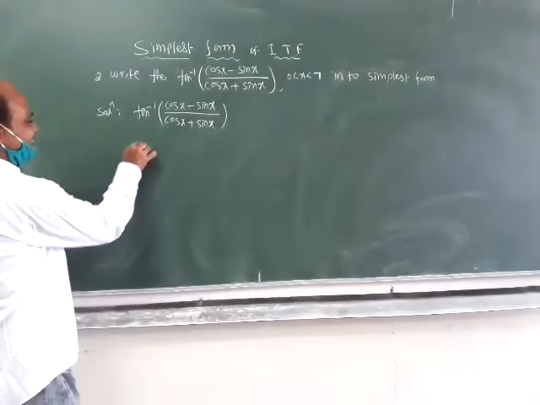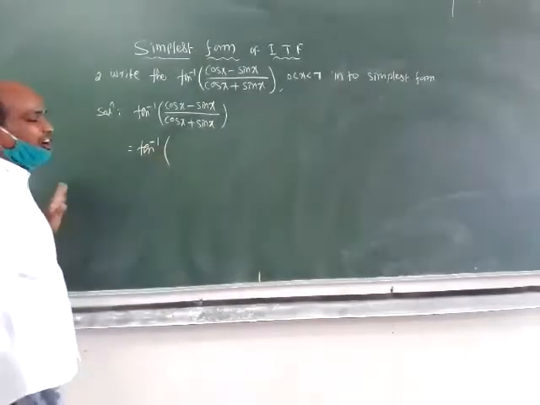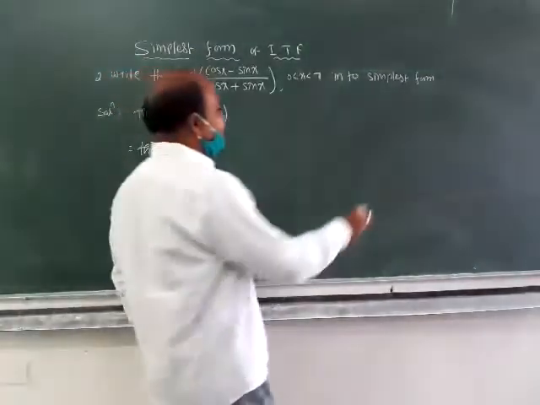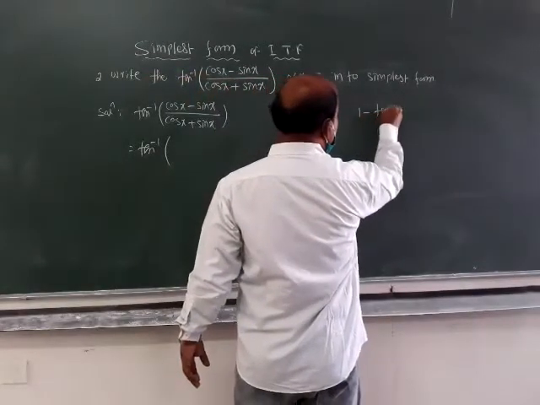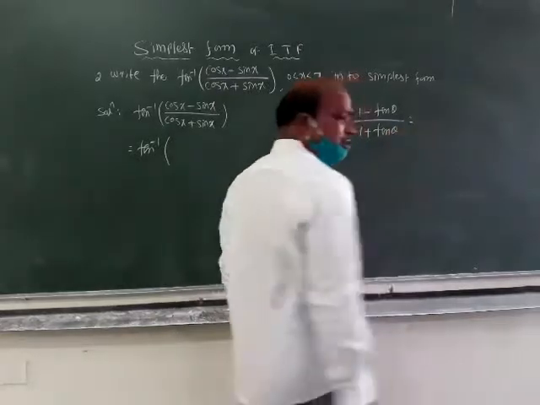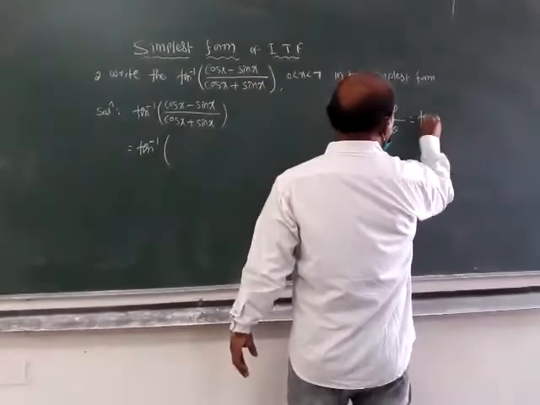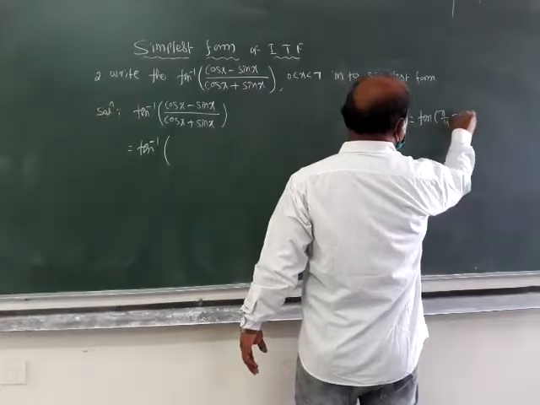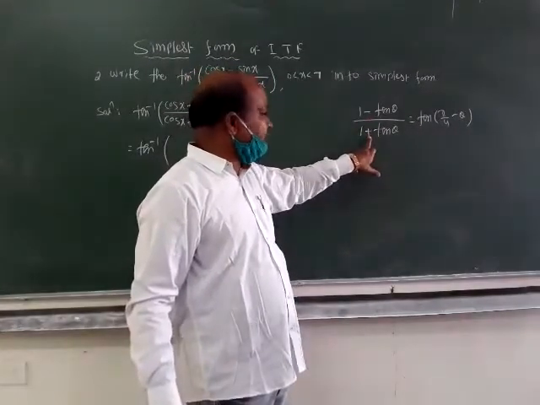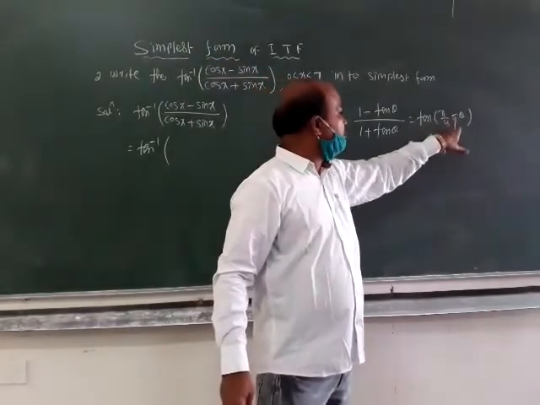So tan inverse of, I want to convert this. See, one formula says 1 minus tan theta upon 1 plus tan theta is equal to, what is the formula? Tan of pi by 4 minus theta. If it is 1 plus, if it is 1 minus, then it becomes tan pi by 4 plus theta.